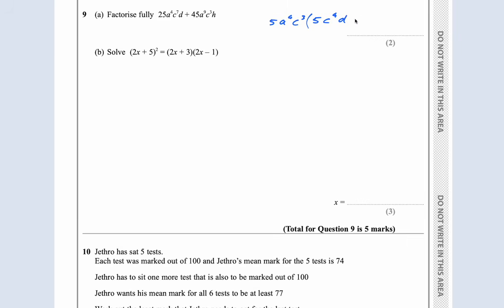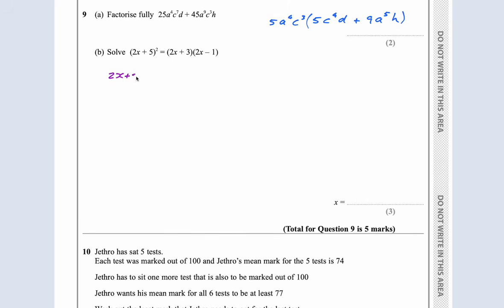Okay, then also 5 times 9 will give me the 45. I need a to the power of 5 because 5 plus 4 will give me the a to the 9. No more c's because I have c to the 3 there, and I need the h. Okay, that's part A. Part B, I'll solve this. So, let me just do these separately, guys.